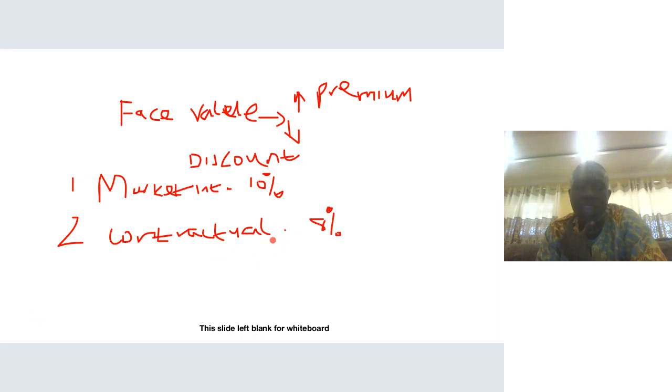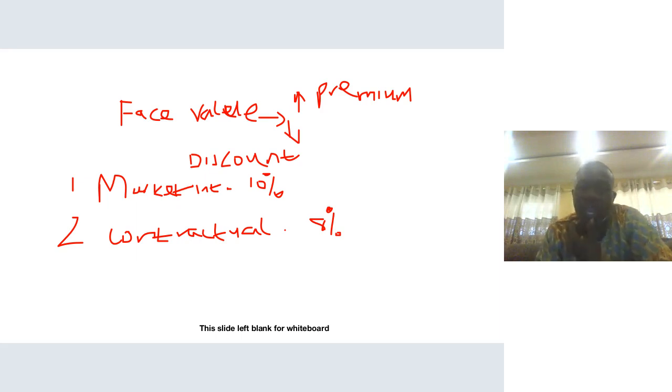On the other hand, the market interest rate may be lower than the contractual interest rate. In that case, investors will have to pay more than the face value for the bonds. So if the market interest rate is 8% and the contractual interest rate is 9%, then the issuer will require more funds from the investor, and in this case, the bond will sell at a premium.